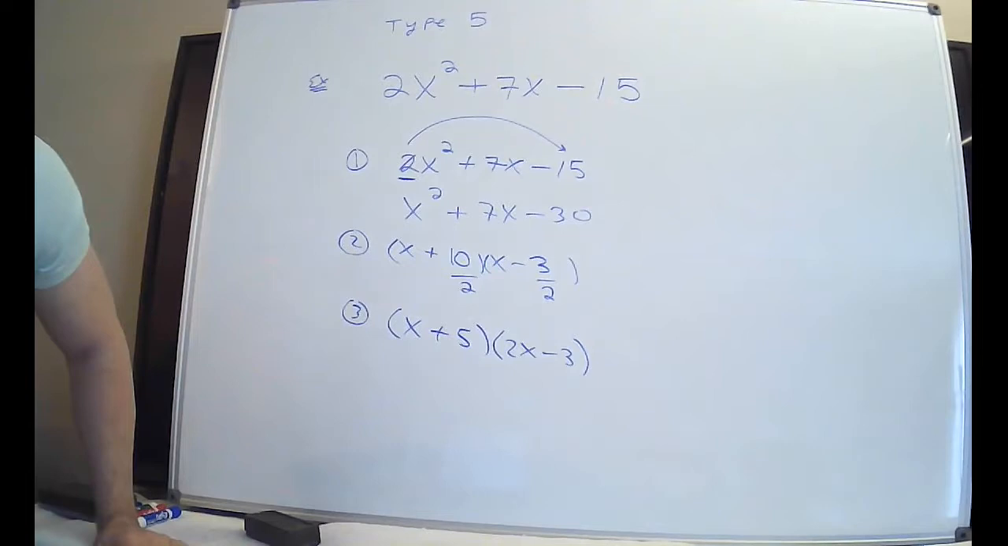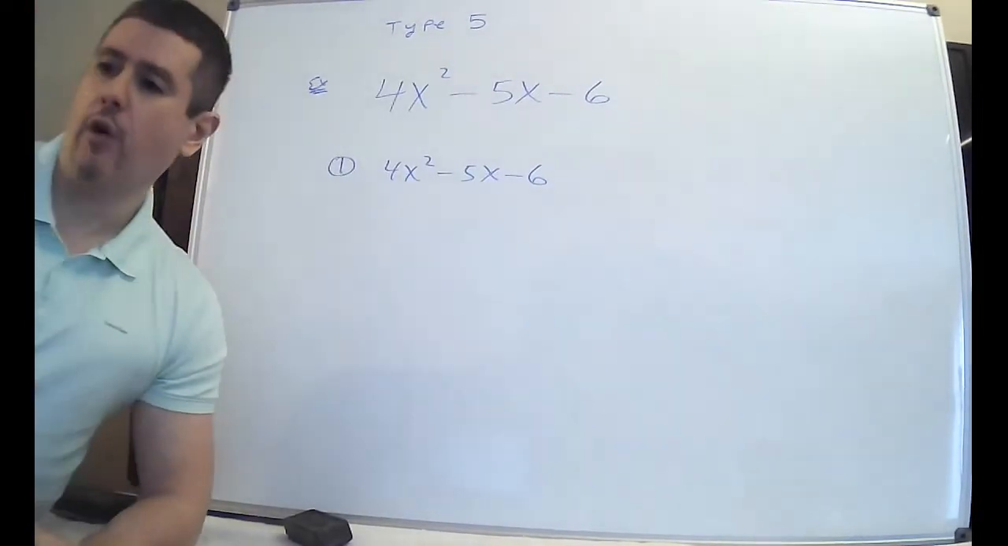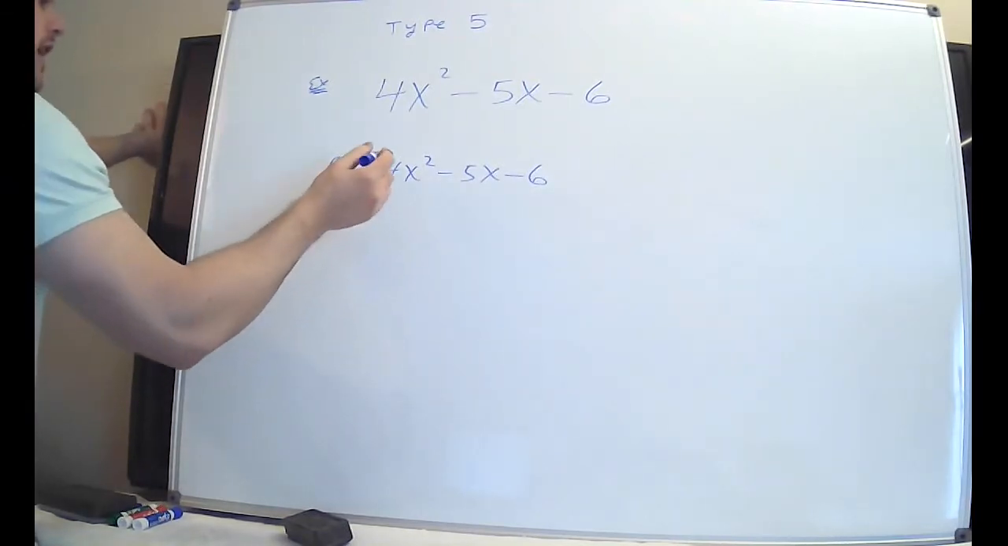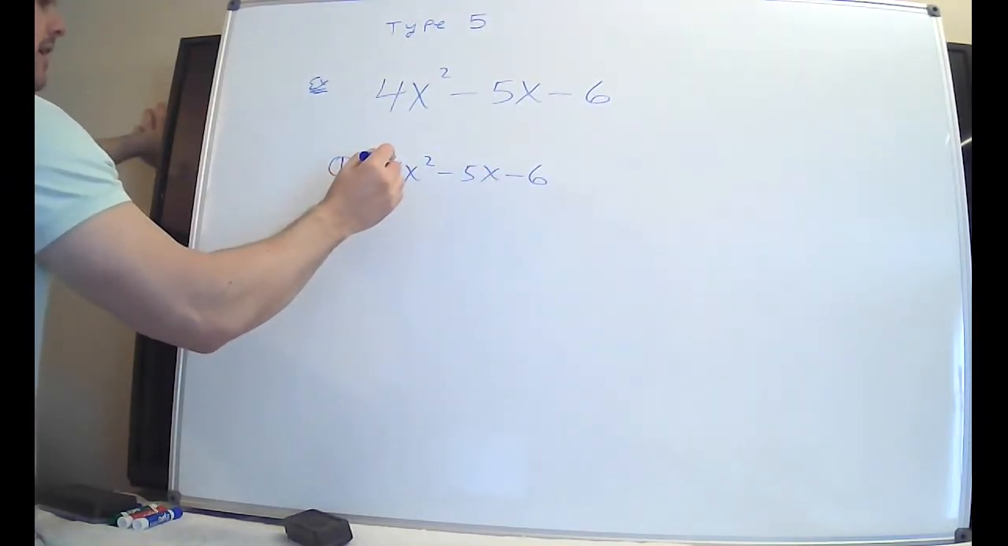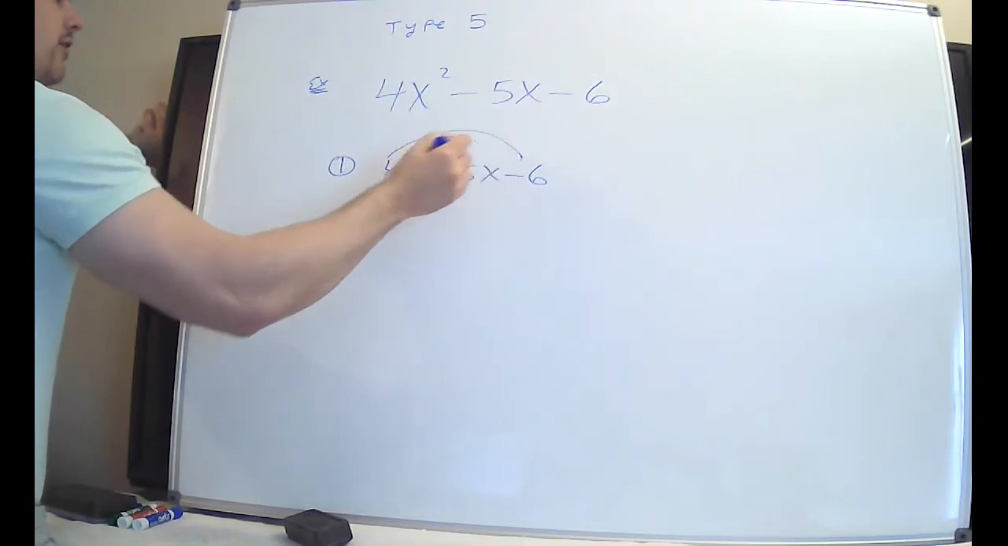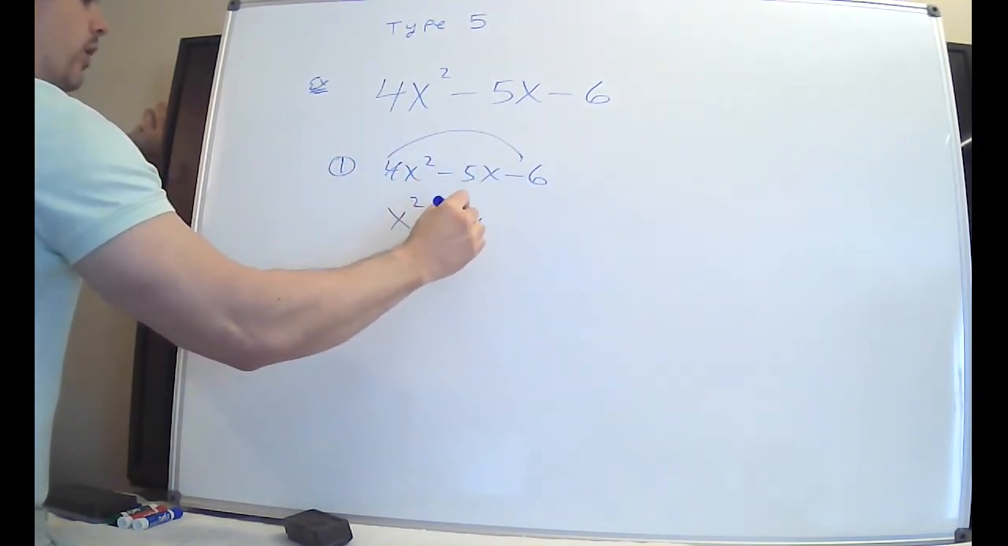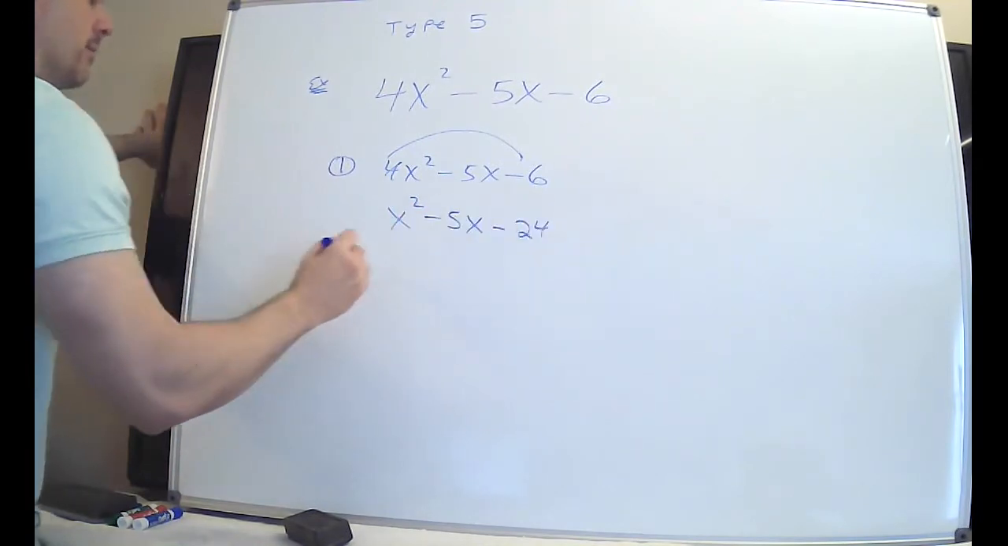And I'm going to do a couple more. So here's the second one. You have 4x squared minus 5x minus 6. So again, I'm going to use the trick. I always make a copy of it. I'm going to take the number in front and I'm going to move it to the end. So I'm going to do 4 times 6. So that gives me 24 at the end.